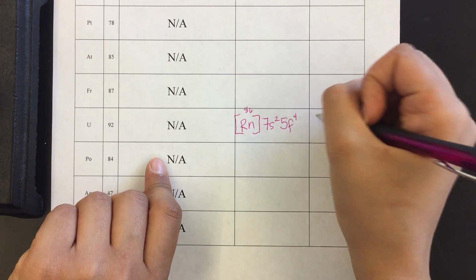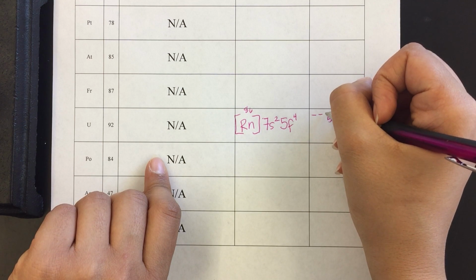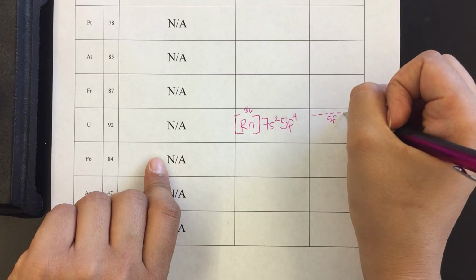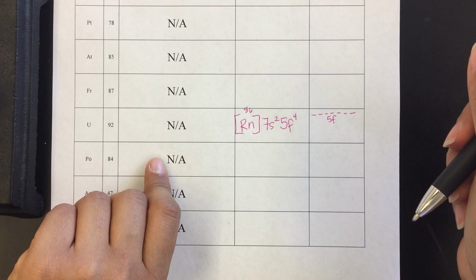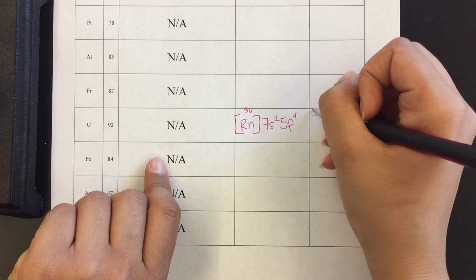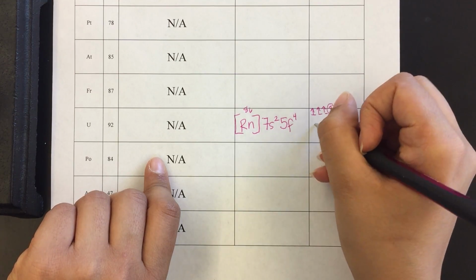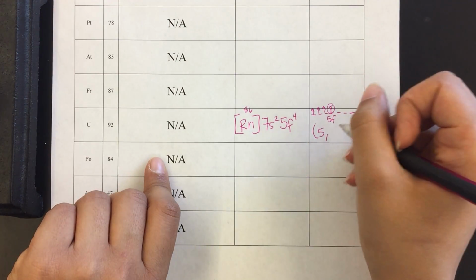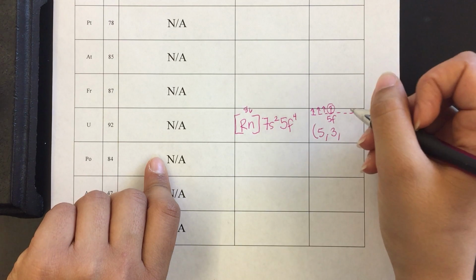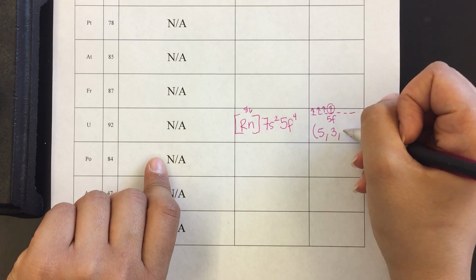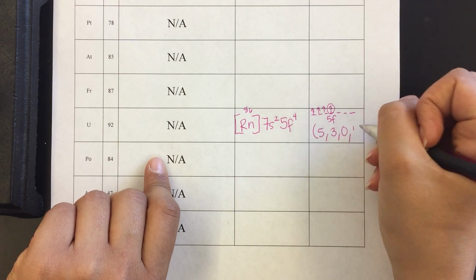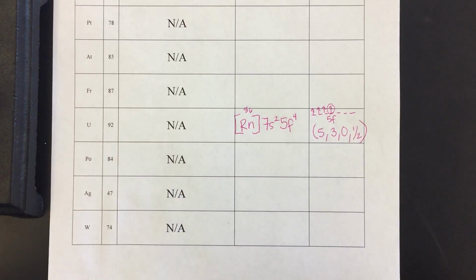So 5f has 1, 2, 3, 4, 5, 6, 7 orbitals, and we use 4. 1, 2, 3, 4. So 5 for the energy level, 3 for F. It's in the middle position, which is 0, and then it's up, so 1/2. Okay, so do the rest on your own.